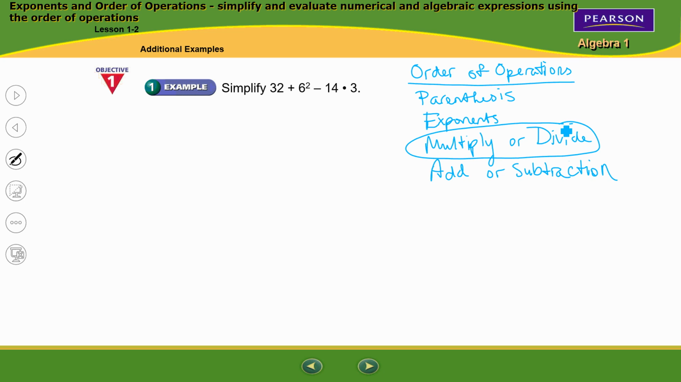These say or. So we're talking about doing one or the other. Same thing here. One or the other. The key is from left to right.